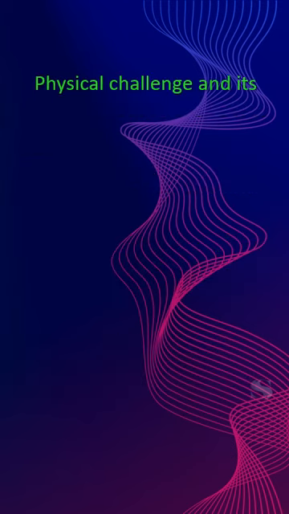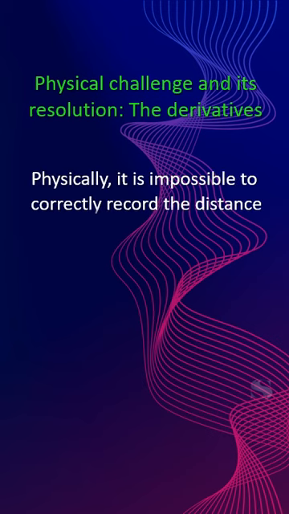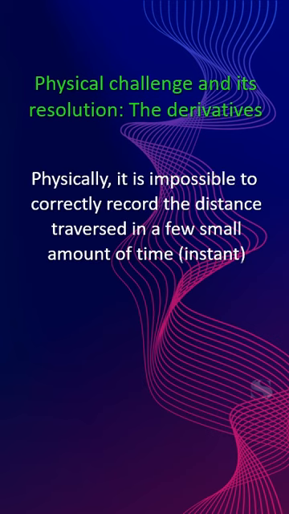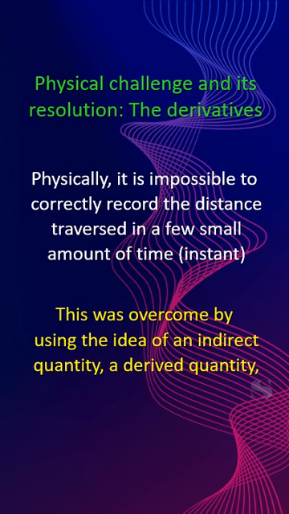Physical challenge and its resolution in calculus. We will exemplify it in the context of motion. Recall, physically it is near impossible to correctly record the rate of change, such as speed, in a very small amount of time, called the infinitesimal time. The innovation that overcame this challenge was using the idea of an indirect quantity, a derived quantity, called the derivative. Thus, speed is not computed directly, it is mathematically derived. Please hold on for how it happens.